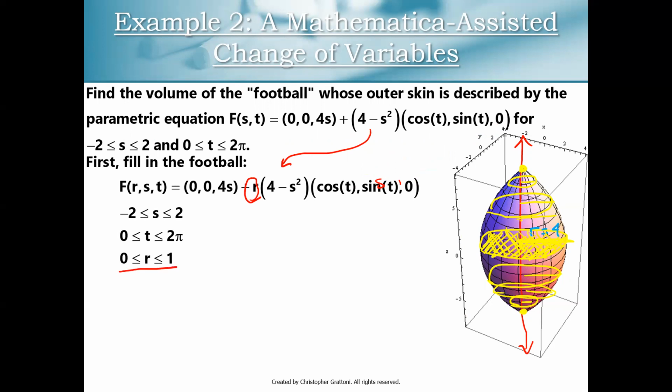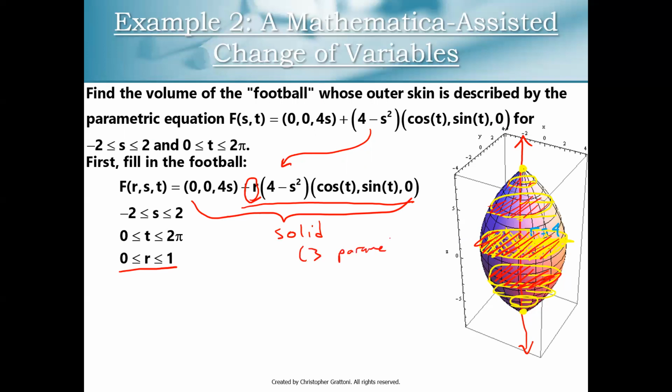And what to imagine here is that I'm taking my circular cross sections and turning them into disks, because if I let r vary from 0 to 1, each of these circular cross sections will get filled in. And then what that will achieve is now we have a solid region in 3-dimensional space. So this is a parameterization for a solid region. And you can tell that that's the case because it has 3 parameters.